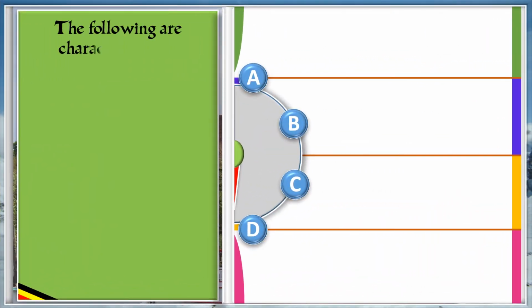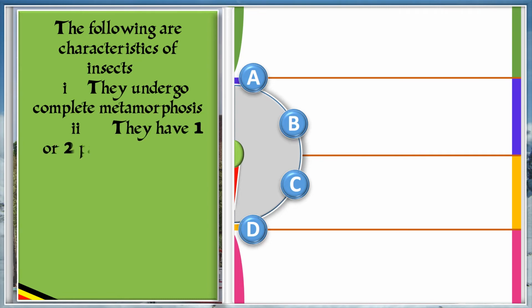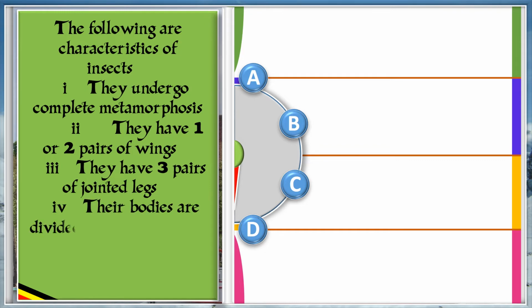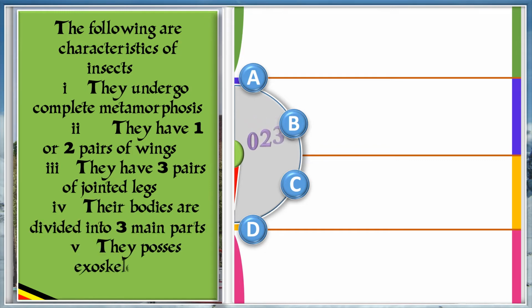The following are characteristics of insects. 1. They undergo complete metamorphosis. 2. They have 1 or 2 pairs of wings. 3. They have 3 pairs of jointed legs. 4. Their bodies are divided into 3 main parts. And 5. They possess exoskeleton.